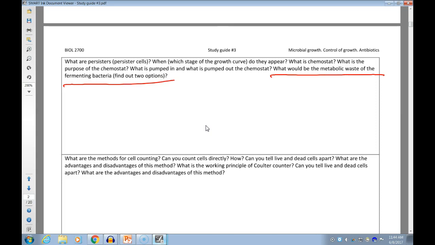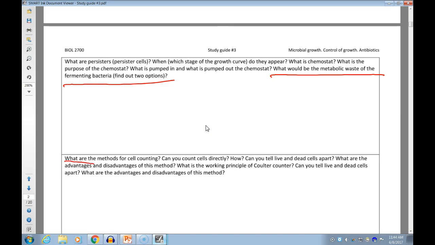Metabolic waste of fermenting bacteria. What two types of fermentations do we have? Acidic fermentation is going to be some sort of lactic acid, and alcoholic, so alcohol is going to be metabolic waste, right?